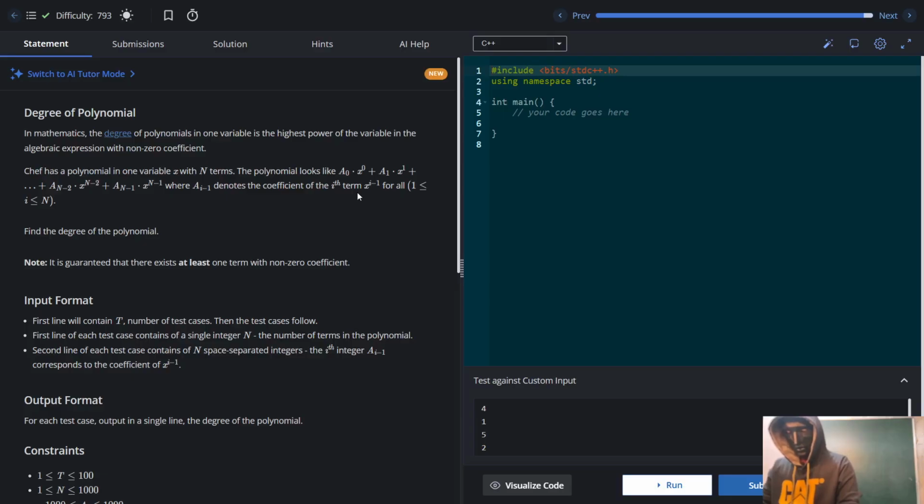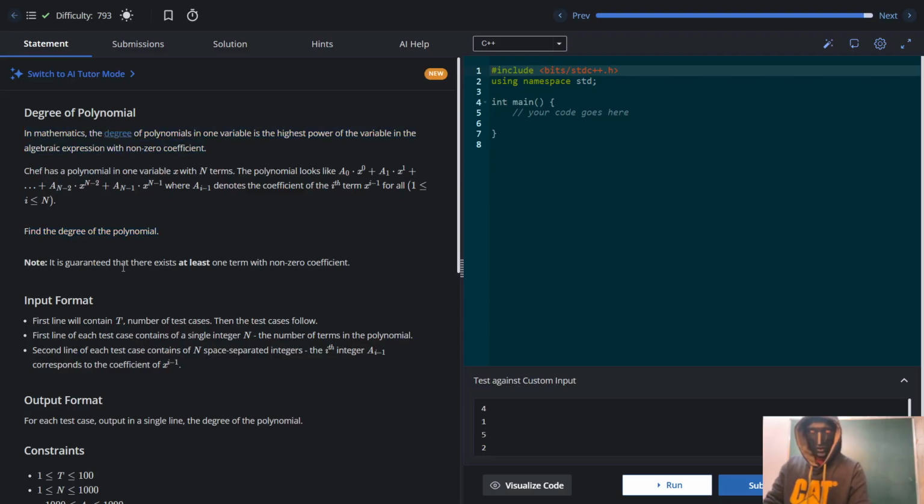Okay, so this is the coefficient of the ith term, which is x to the power i minus 1, for all i greater than or equal to 1 and less than or equal to n. So we have to find the degree of the polynomial according to this definition.